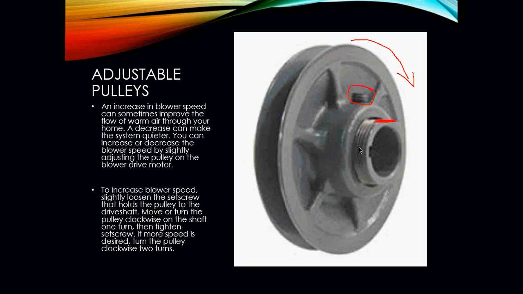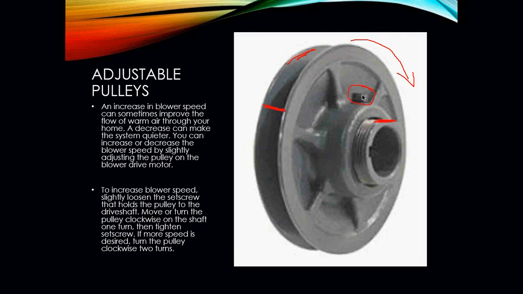So again, to increase your blower speed, you're going to loosen that set screw and turn that pulley clockwise one turn. You're going to close this gap between these two. By doing so, the pulley makes the belt sit slightly higher inside the pulley, and you're able to increase your velocity.